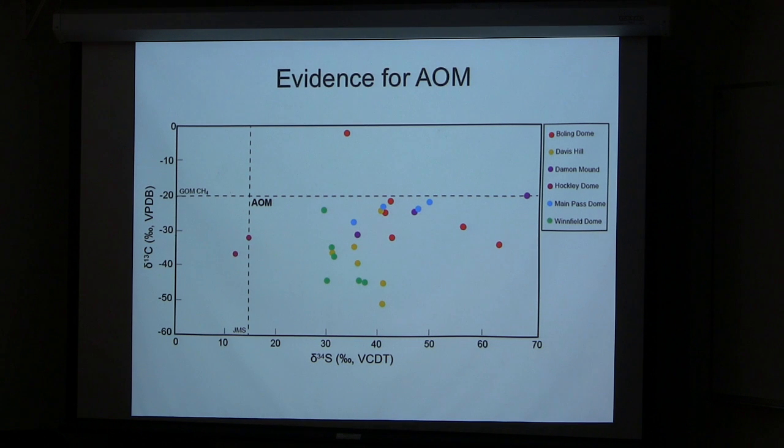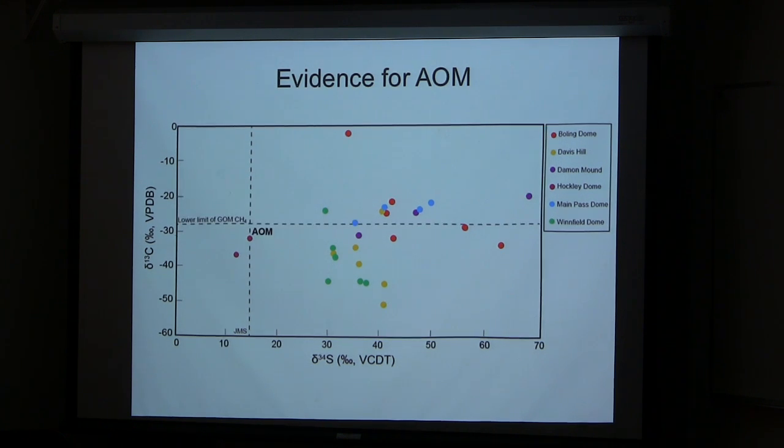And then looking at this same diagram with a little bit more of a conservative approach, this time I set the cutoff for the Gulf of Mexico methane at negative 28 per mil. And this value is the lower limit of methane that excludes crude oil as a source. And you can still see here, though, that the majority of our data points are still contained within this anaerobic oxidation of methane range.